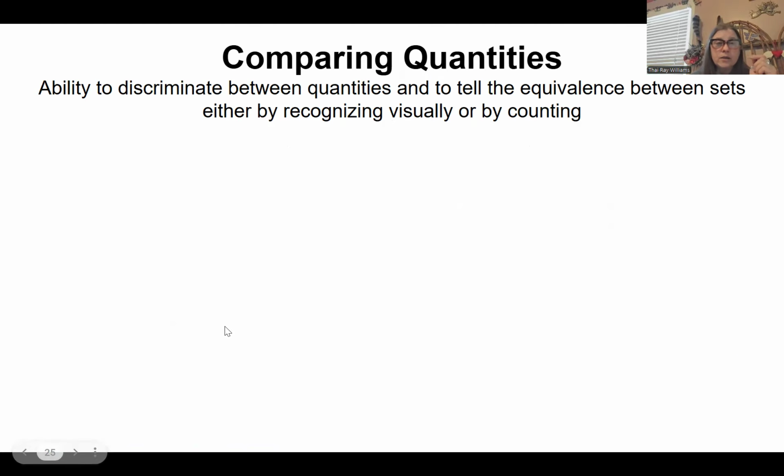All right, the next early numeracy skill we're going to talk about is comparing quantity. And that's really being able to distinguish between quantities and telling the equivalence between sets. And you can do this two different ways. You can either look at them and compare quantities visually. Can you compare quantities here visually without counting? Or you can compare quantities by counting. So you can do them visually or by counting.